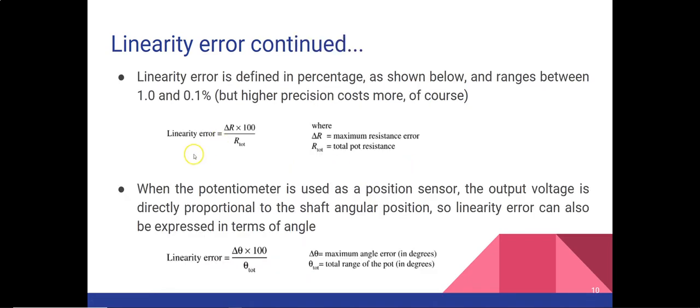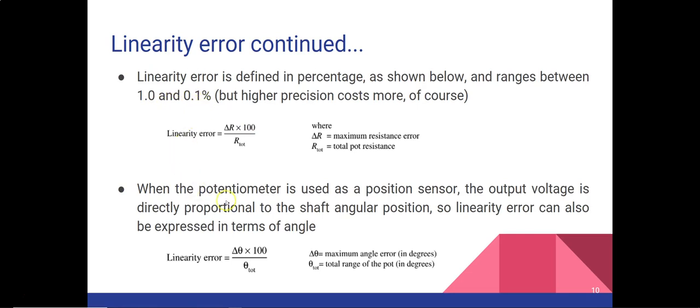Here we see the formula for linearity error, which says delta R by R total, where delta R is the maximum resistance error and R total is the total pot resistance, and this is multiplied by 100 to get the value in percentage. This percentage will lie between 1.0 and 0.1.